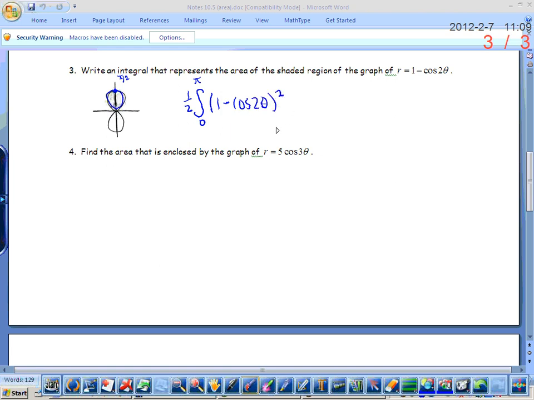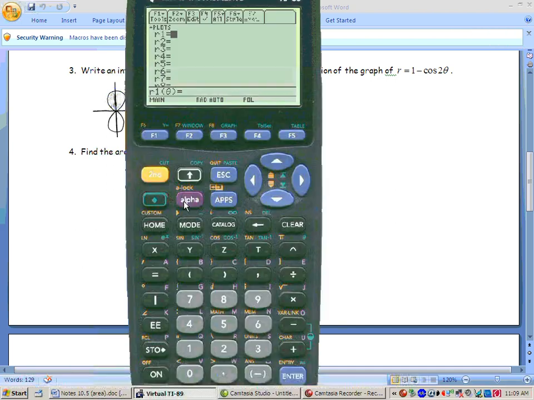Then one half integral from 0 to pi of r squared. All right, let me show you how you can use the calculator to trace the graph in case you're a little iffy on the theta values. So if you graph this, which is 1 minus cosine 2 theta, remember that you have to use theta.